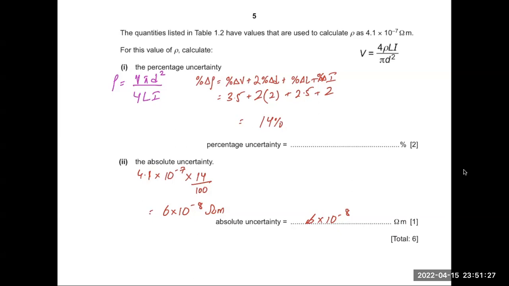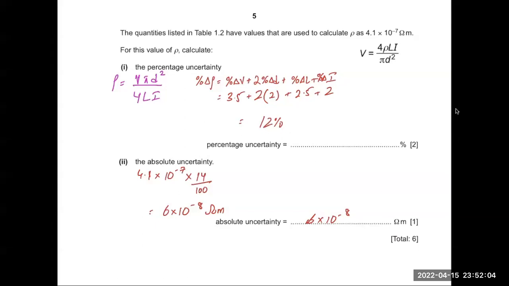Isn't it 12%? Is it 12%? 2 2s are 4, 4 plus 2 is 6, 6 plus 2.5 is 8.5, 9 and 3 is 12. Yes, it is 12%. My bad. Let me double check. So this is 12%. Thank you for pointing this out, Abdullah. So 12%, that's the percentage error.